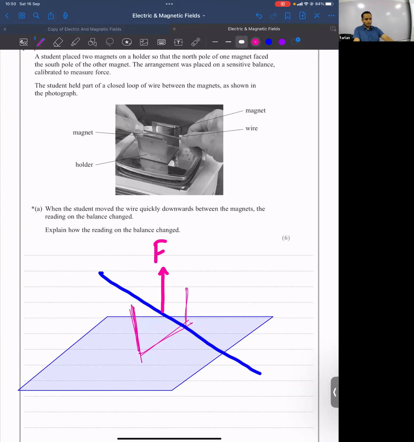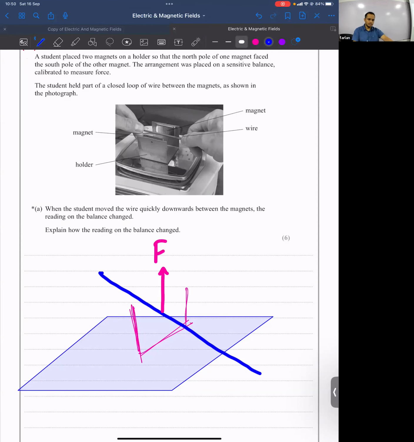Force on the wire is upwards. Then tell me what will happen to the balance reading. Will it increase or decrease? It will increase. Why? Because when there's a force up, there'll be a downward force also. Correct, very good. So guys, this force up is on the wire, right? On the wire, the force is upwards.